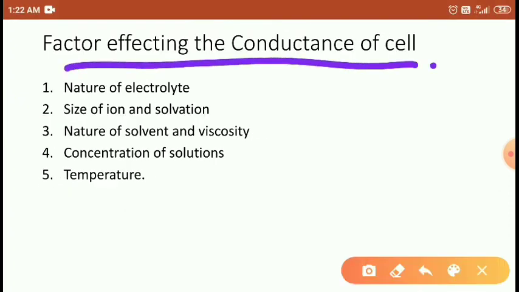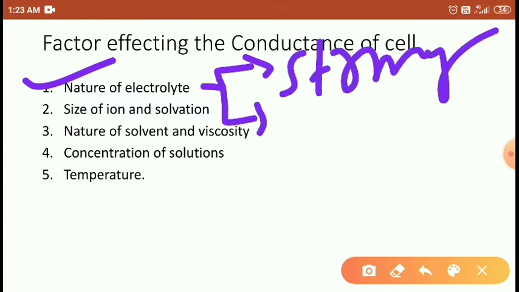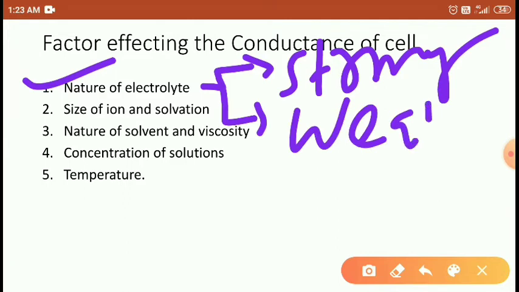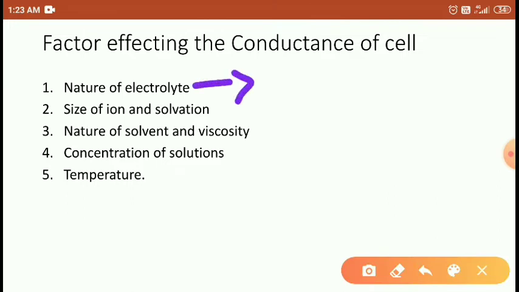Factors affecting the conductance of a cell. There are 5 factors. First, the nature of electrolyte. Electrolytes are of 2 types: one is the strong electrolyte, another is the weak electrolyte. So tell me students, which one conducts electric current more easily? A strong electrolyte conducts electric current more easily as compared to a weak electrolyte. Right students?